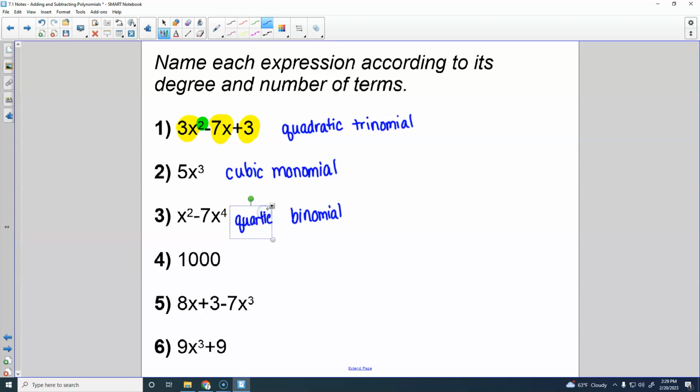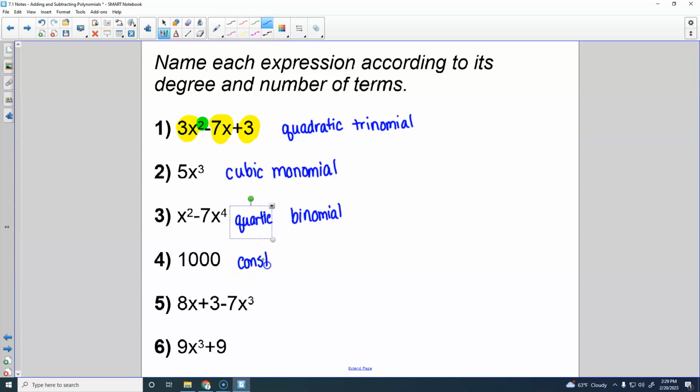Q-U-A-R-T-I-C. Quartic, like a quart. There are 4 quarts in a gallon. Or a quarter, there are 4 quarters in a dollar. So, okay. So that's right. What have you got for the next one?